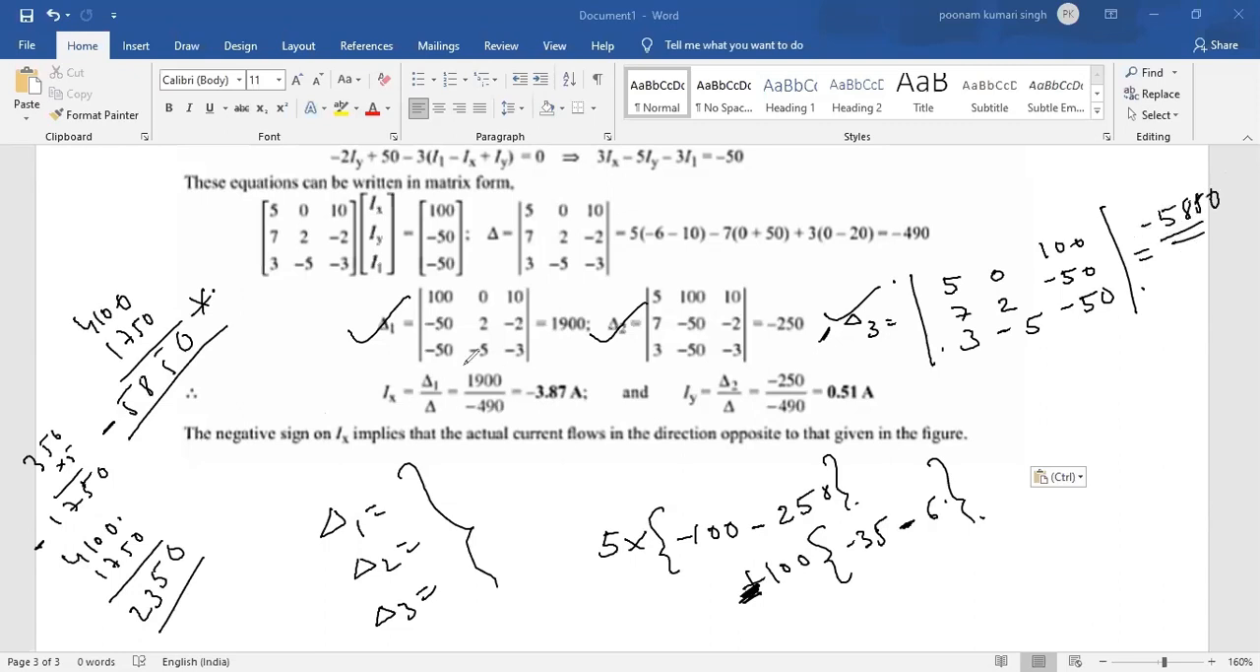Okay, so when you have this formula, you can now calculate Ix as del 1 by del. So your del 1 is 1900. Del is minus 490. So this one is your Ix. Iy is minus 250 by minus 490. So this one is your Iy. Can you tell me about I3 now? It is del 3 upon del. Del 3 you have calculated as minus 5850 upon minus 490. So can you divide this and tell me?